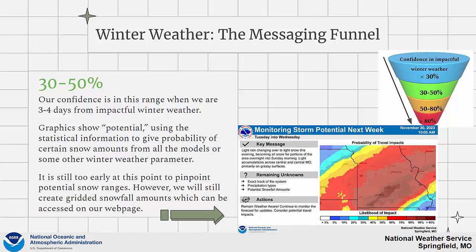It's still too early to pinpoint potential snow ranges, though we will still create gridded snowfall amounts, which can be accessed on our webpage. So I'm sure you guys have seen this map here on the right as well. This is the probability of travel impacts. We use this a lot for people who are traveling, maybe during the holidays, when people travel a lot. It just shows the likelihood of impact, so we'll use this one quite a bit too.